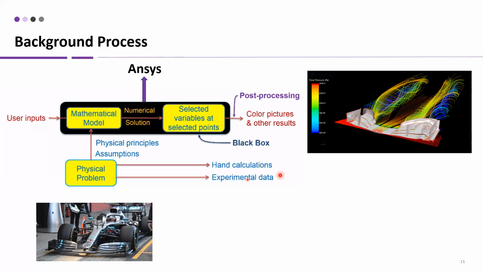So what kind of specific hand calculations would you do for the physical problem? Like, do you have an example of a specific calculation you would do?